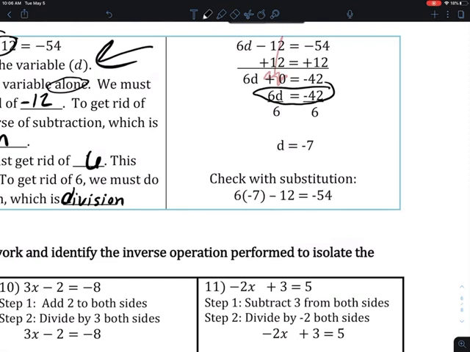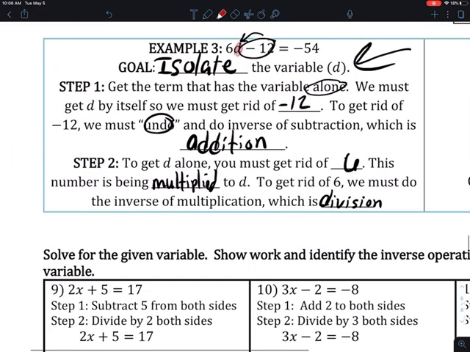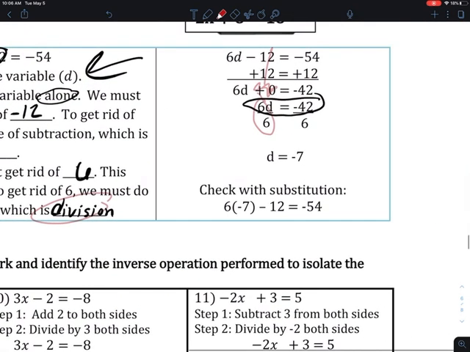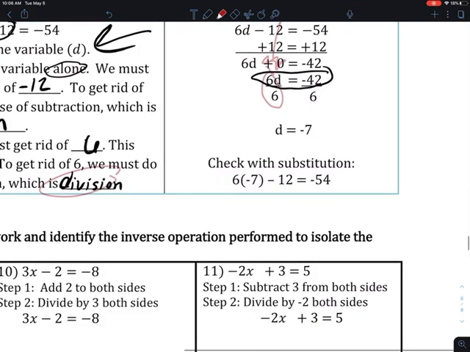Now we gotta get the d by itself, so now we gotta get rid of the 6. Over here it says that the 6 is multiplying, so now we gotta divide to isolate the variable. Which in turn gives us d equals negative 7.